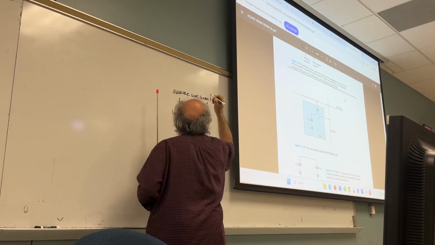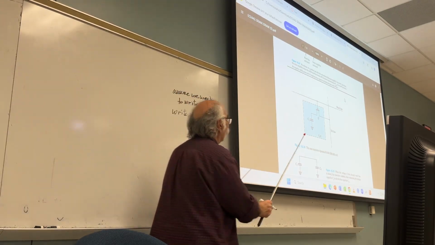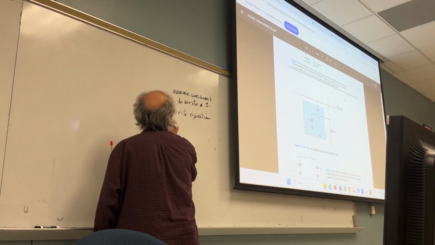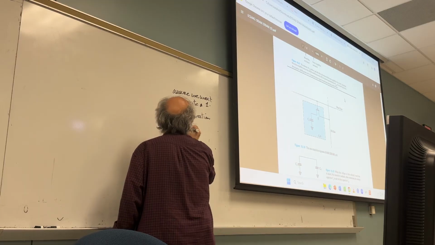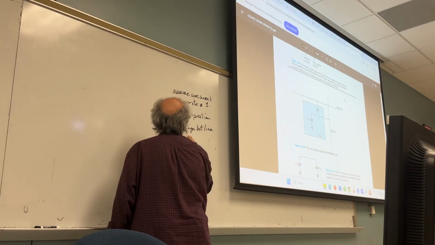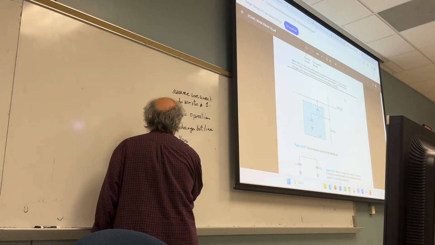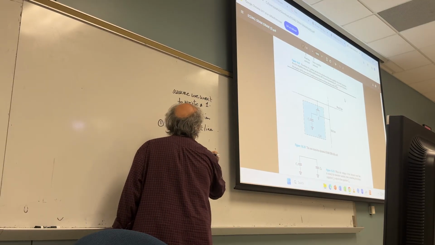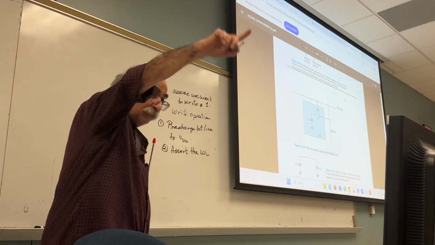Assume a 1. Yes? A 1 means I want the voltage across this capacitor to be equal to 1. What are the steps? Number 1, pre-charge the bit line to VDD. Number 2, assert the word line. Assert means what? Choose the address of that word line.